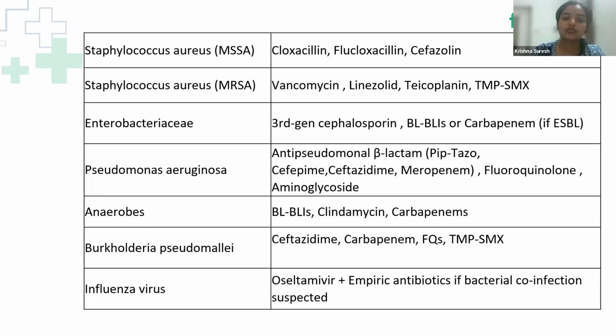And for Pseudomonas aeruginosa infection, anti-pseudomonal beta-lactams such as piperacillin, tazobactam, cefepime, ceftazidime, meropenem are the options. Other options include fluoroquinolones and aminoglycosides. For anaerobic coverage, beta-lactam, beta-lactamase inhibitors can be used, or otherwise clindamycin and carbapenems will also cover for anaerobes. In Burkholderia pseudomallei infection, ceftazidime, carbapenem, fluoroquinolones, and cotrimoxazole is the targeted therapy. And in influenza virus infection, oseltamivir is the antiviral drug which is used. And if bacterial co-infection is suspected, an empirical antibiotic can also be started.